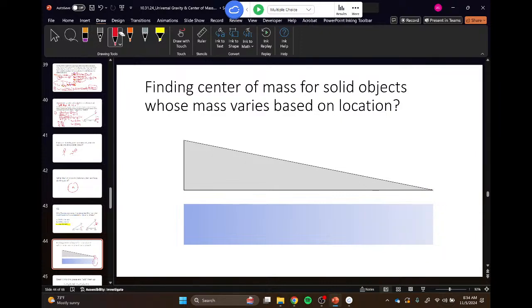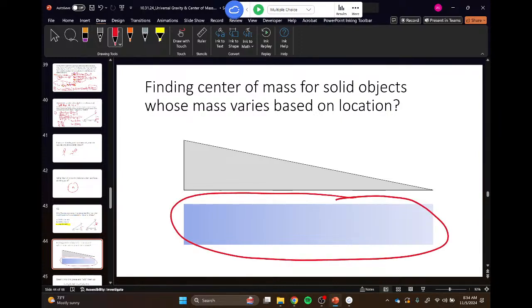Now again, you could find how that mass distribution varies and do all that kind of jazz. But I'm going to tell you, this is more so the one that we're going to be working with. An object whose mass varies, but its shape doesn't. An object whose mass varies based on location, but its shape doesn't.